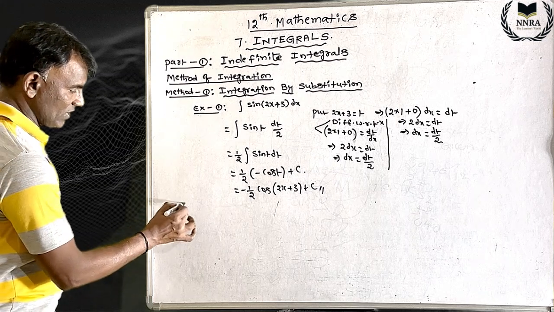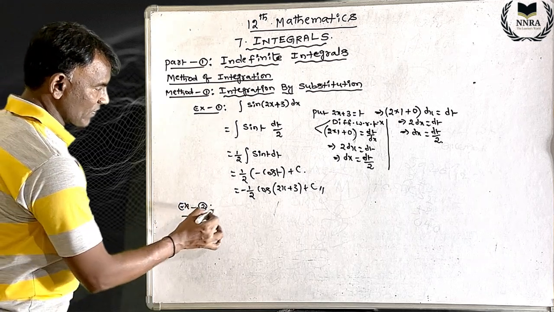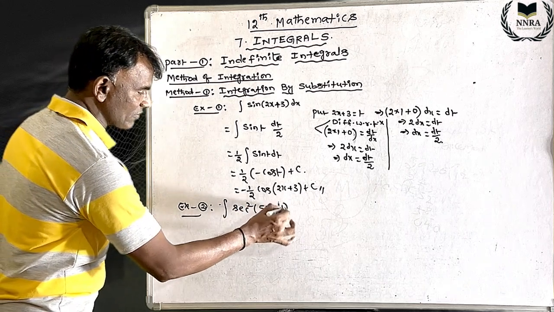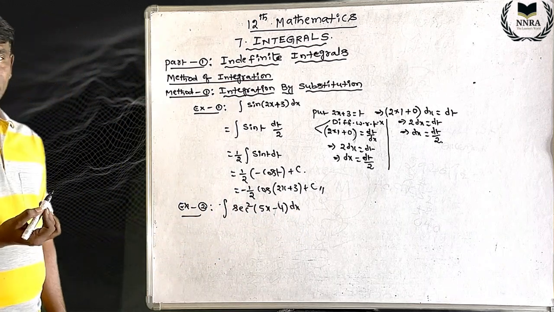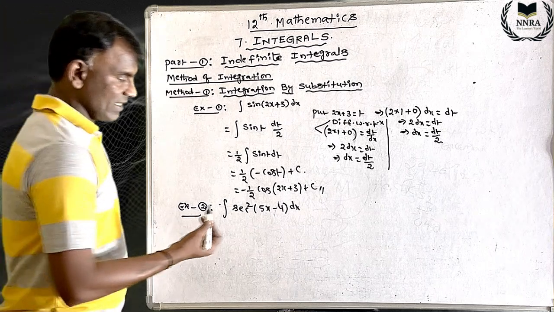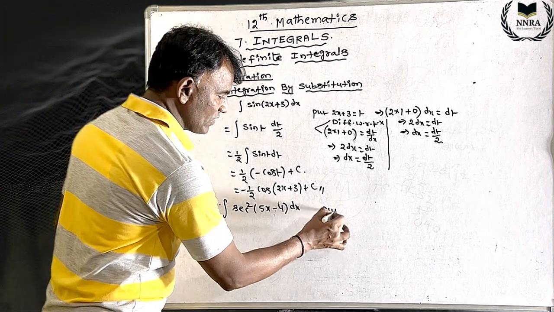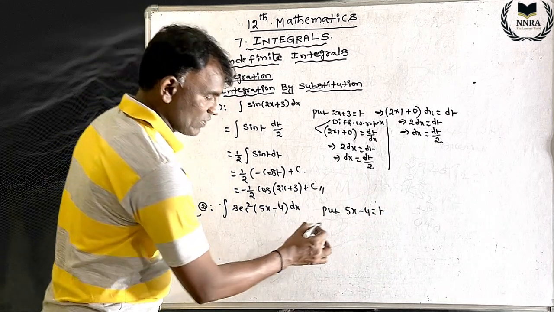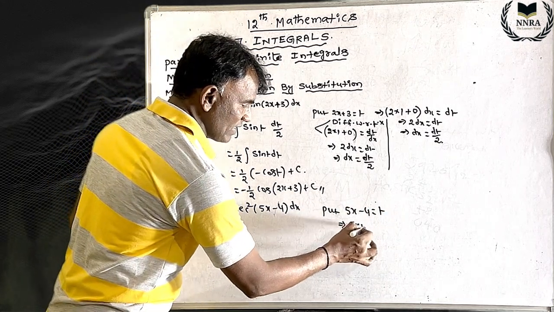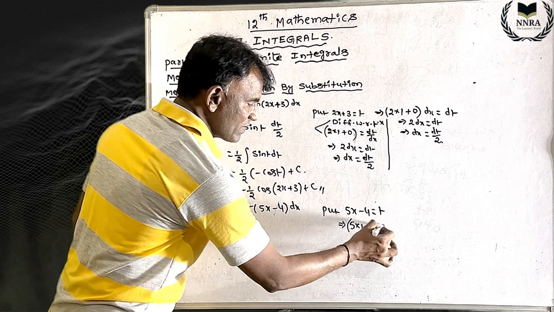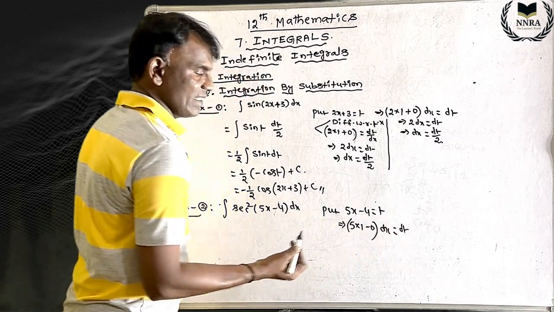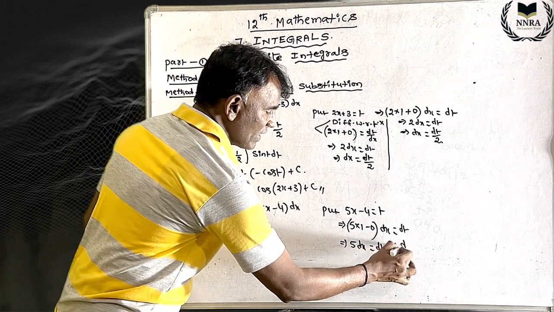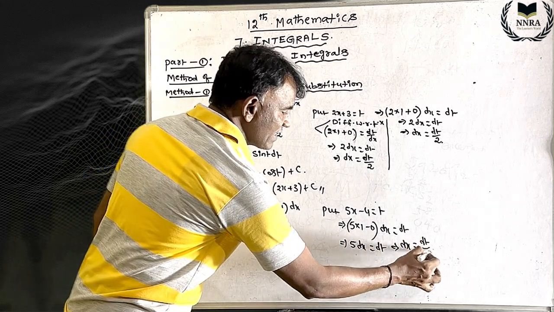And one more example. Suppose the integral is secant square of 5x minus 4 into dx. Here also we use the substitution method, right? Now this bracket value is equal to t. What is that? 5x minus 4 equal to t. Now differentiate on both sides. Then here 5 into 1 minus 0. Variable x means dx, and here it is dt. So now we get 5 into dx equal to dt. Now we want only the dx value, that can be written as dt by 5.